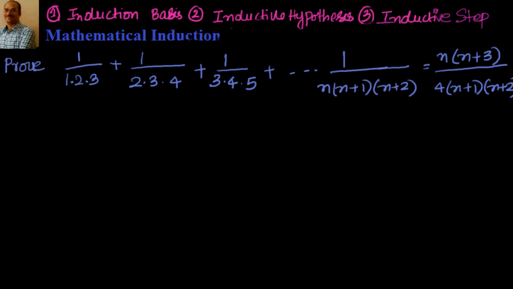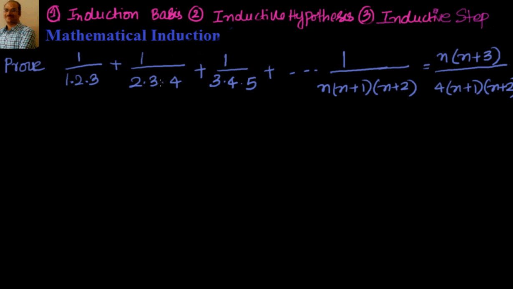So we are solving some examples as part of mathematical induction. Let's go ahead and try to solve this problem together. We have to prove 1 by 1 into 2 into 3 plus 1 by 2 into 3 into 4 plus 1 by 3 into 4 into 5 up to n terms, where nth term is nothing but 1 by n into n plus 1 into n plus 2. The sum of this is nothing but equal to n into n plus 3 by 4 into n plus 1 into n plus 2. So we have to prove this.